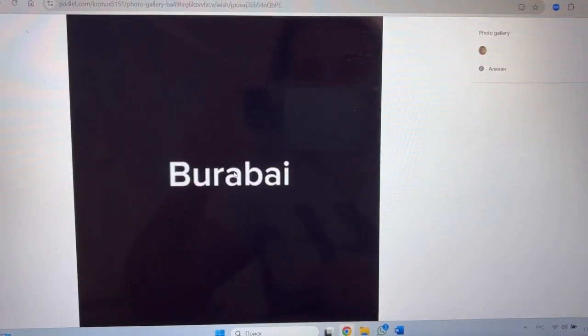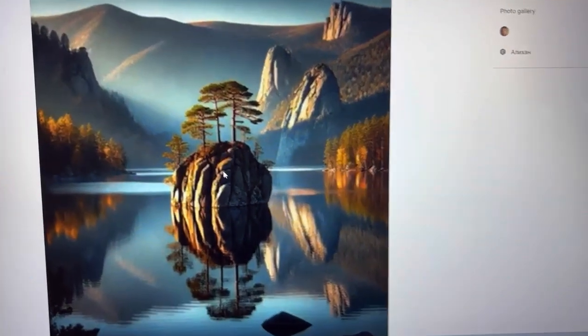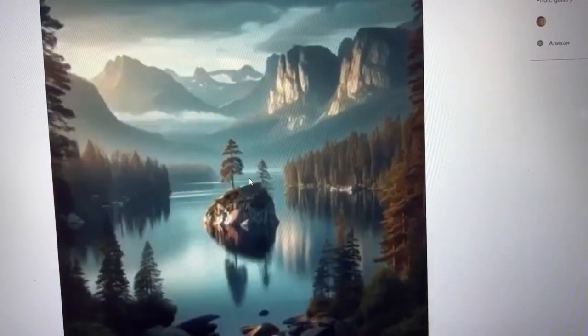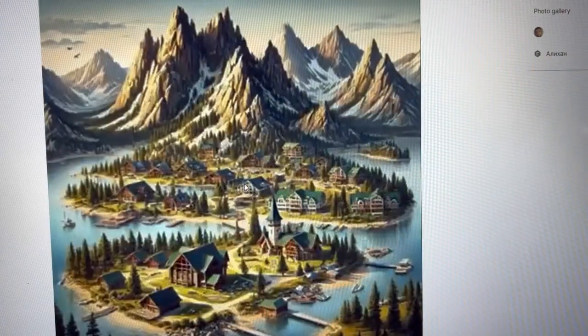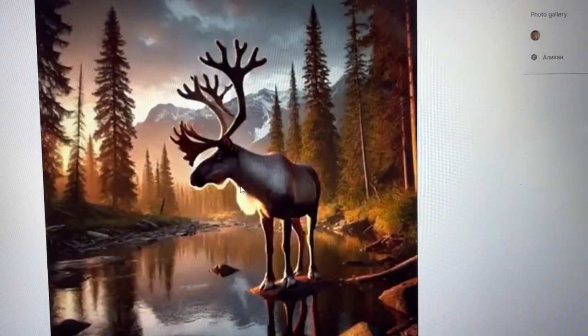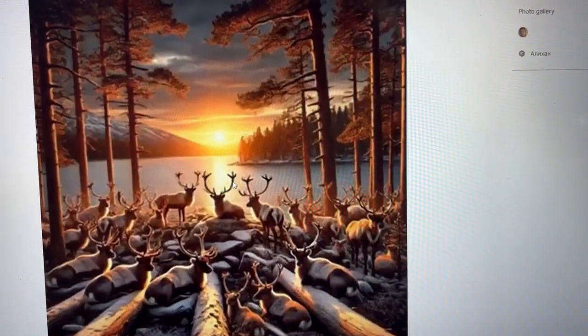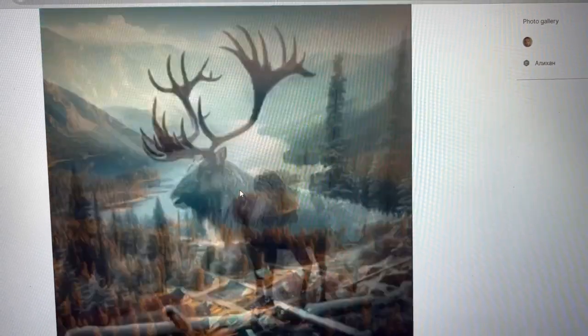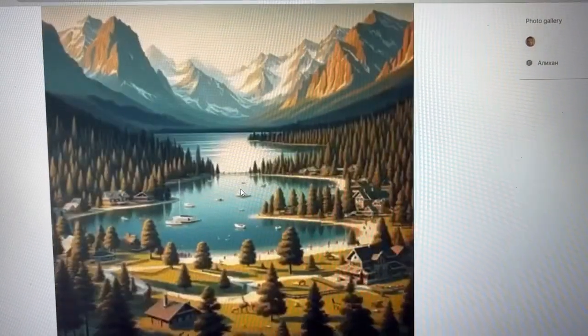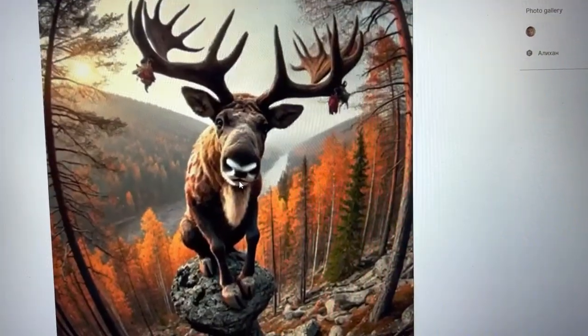Burabay. Burabay is a resort located in the Akmola region of Kazakhstan. It's known for its beautiful natural scenery, including forests, lakes and mountains. The area is home to a variety of wildlife, such as deer, foxes, and many species of birds.